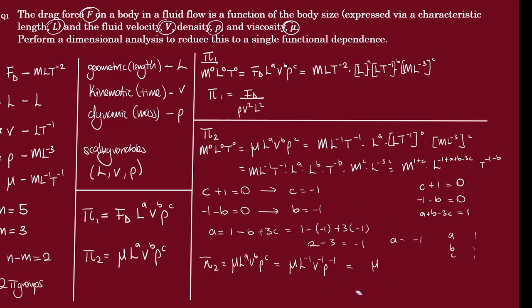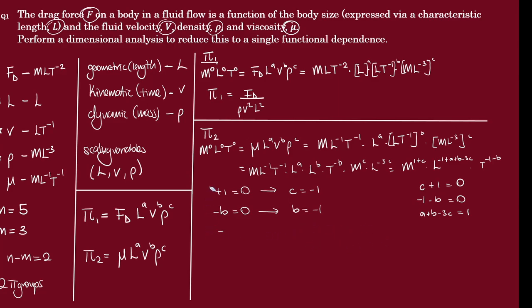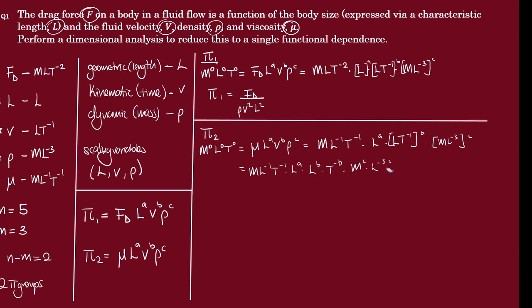Okay, so I'm going to have to take this up to make our solution visible at a glance. Okay, so that's all. Those are the steps you need to take in order to find your pi groups. First of all, count your variables to give you n. Identify your independent dimensions, which are usually going to be 3, to give you m. Then that's going to give you n minus m dimensionless groups.